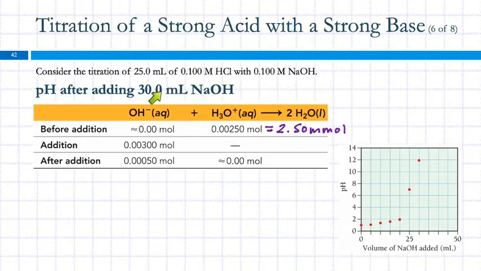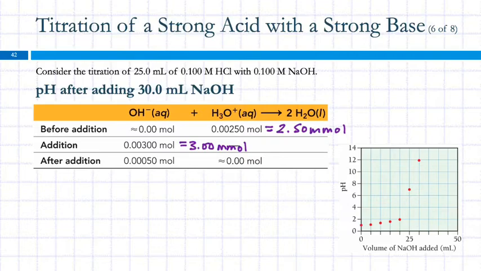One of the really convenient things about this is you just take the volume in milliliters, which we almost always use, you multiply by the molarity, and you've got the millimoles. So 30 times 0.1 is 3. Okay, so we've added 3 millimoles of hydroxide to 2.5 millimoles of hydronium ion.